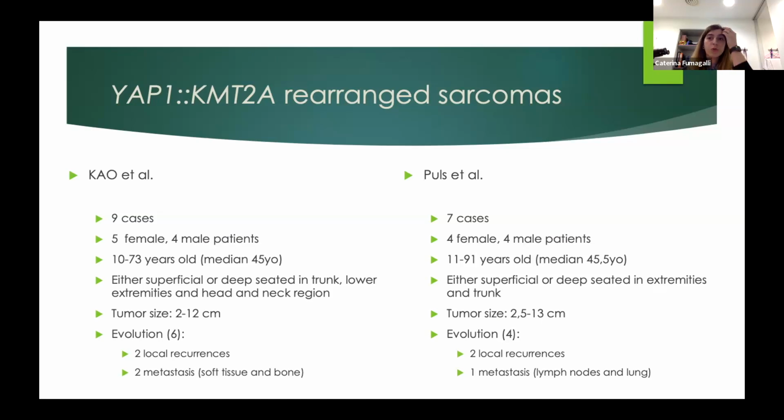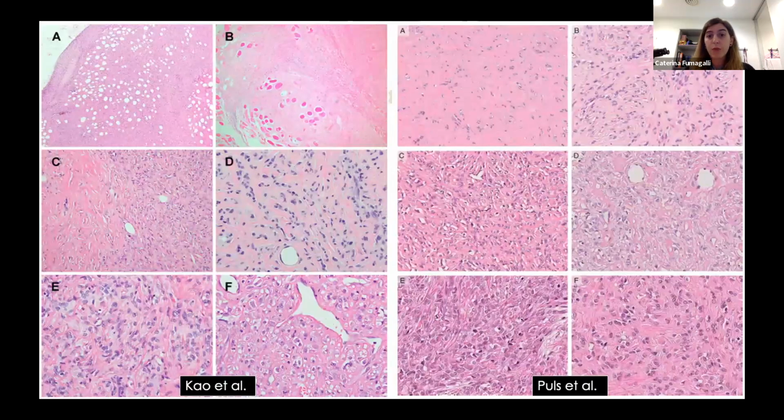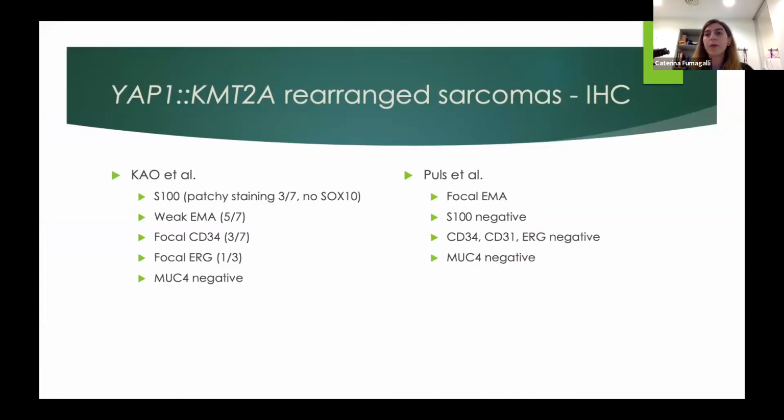The evolution was not as good as we could expect from the morphology because 2 cases had local recurrences and 2 metastases in one series, and in the other one, 2 local recurrences and 1 metastasis. And I found it quite curious that metastases were not just in the lung, but also lymph nodes, soft tissue, and bones. So the morphology was really similar to our morphology, with a variable cellularity from hypocellular to really cellular areas, the CEF-like morphology, infiltrative borders, and the immunohistochemical profile was not very specific.